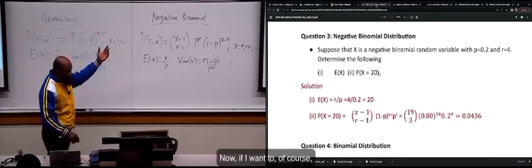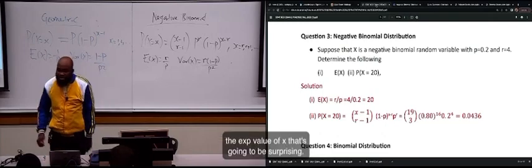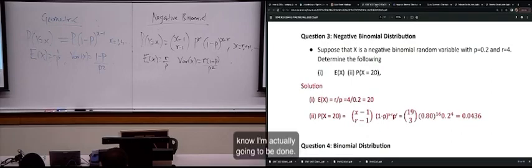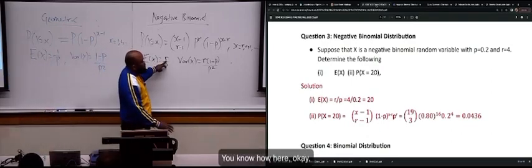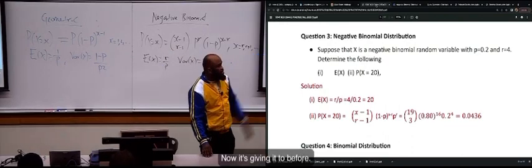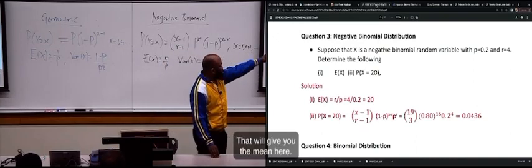Now, solving this problem, they ask you to find the expected value of X. That's going to be super easy. The moment I know r and I know p, I'm actually going to be done. The r here is given to be 4 in this question. So 4 divided by p, the p is given. That will give you the mean here.